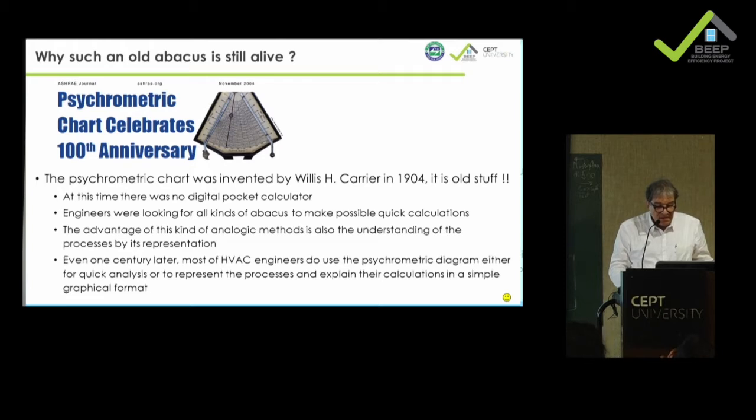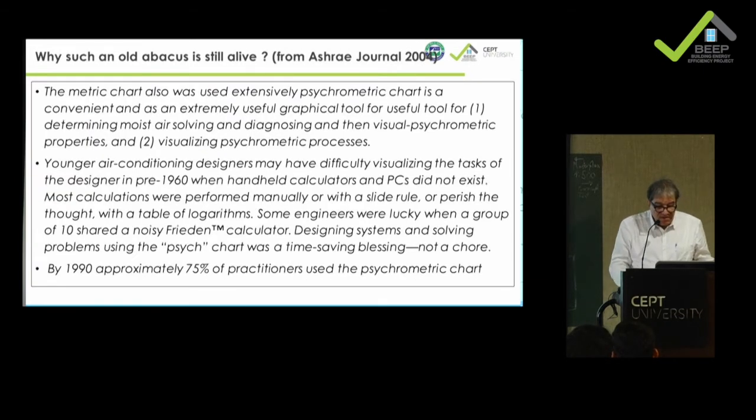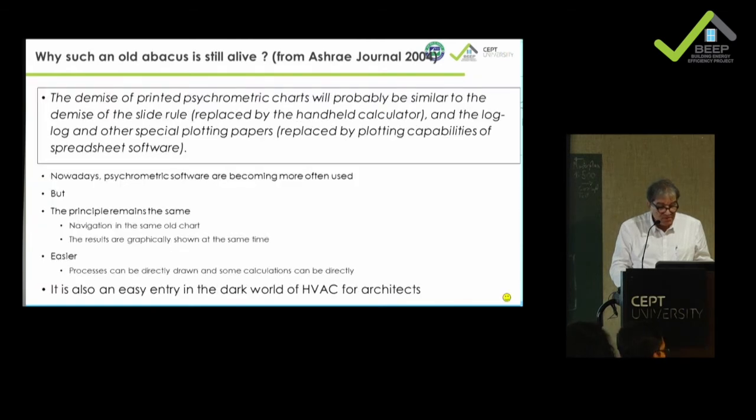ASHRAE did a kind of celebration of the 100th anniversary of this diagram, which is typical ASHRAE. They were saying that something like 70% of HVAC engineers were still using the diagram in the 90s. This is taken from the ASHRAE Journal of that time. They also said that before 1960 there was nothing like computers, and in 1995 still three quarters of the practitioners were using it.